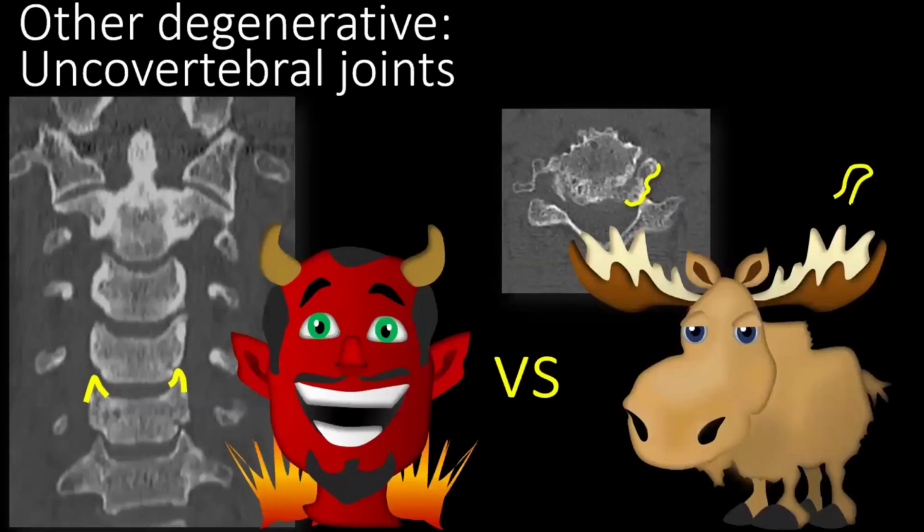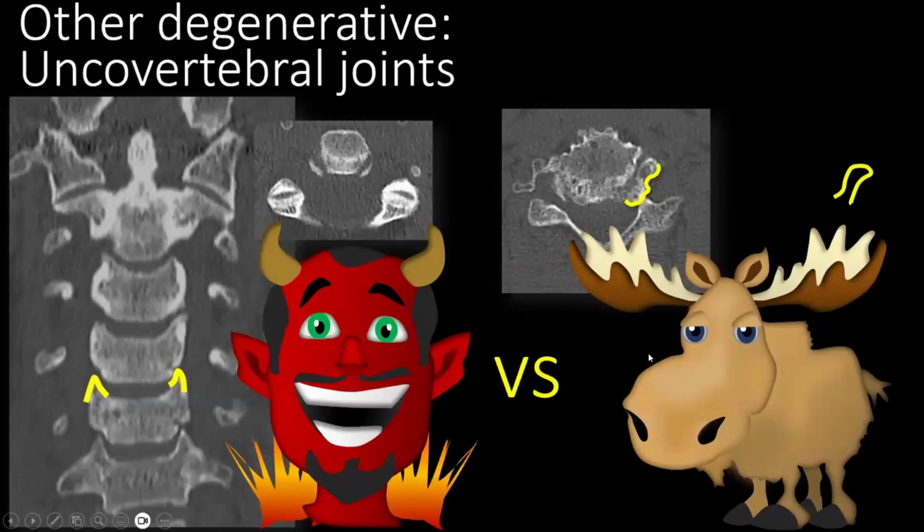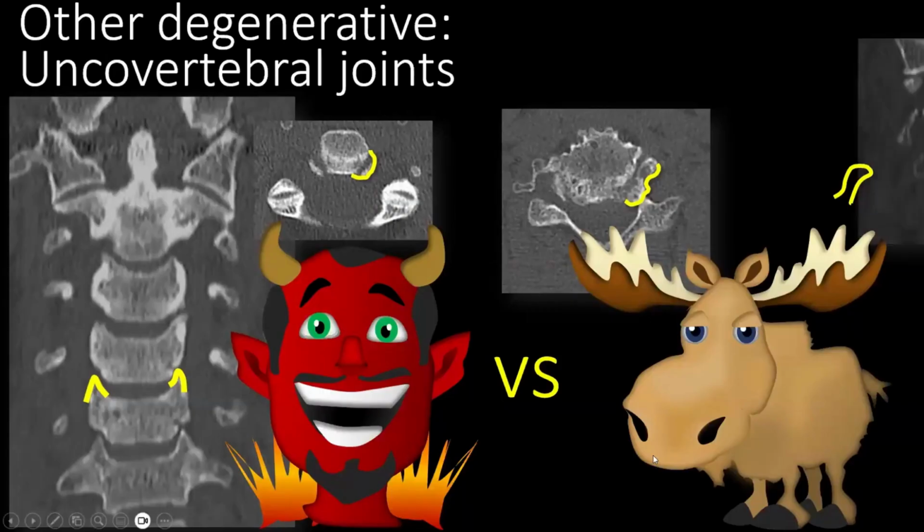Some other degenerative findings that you should look for. In the cervical spine, there's another joint that is at the lateral margin of the disc called the uncovertebral joint. Now, normally this should look like cute little devil's horns on the coronal, but when it starts to look more irregular, more like a moose horn rather than a devil horn, that's when you have degenerative change. So you should look nice and smooth, like the smooth curve of a devil's horn, but if it looks irregular along its aspect, that's when you know it's degenerated.